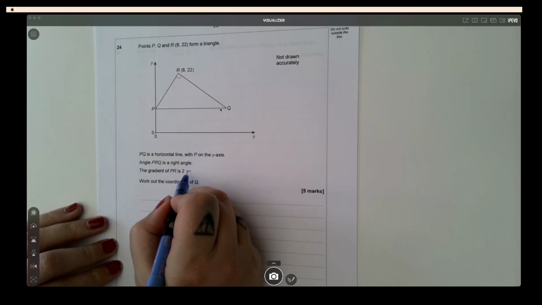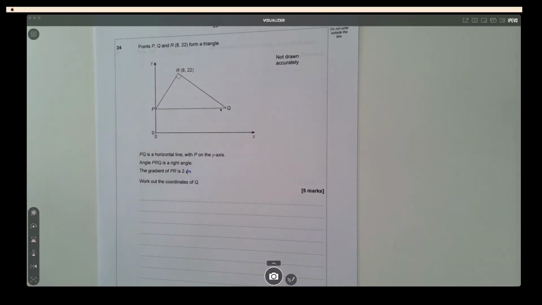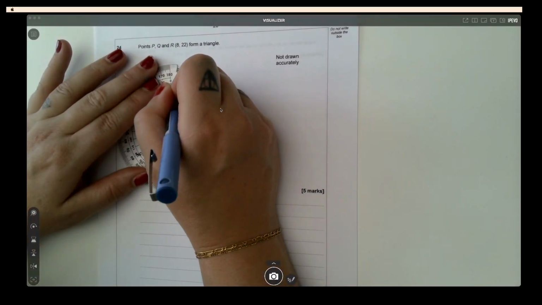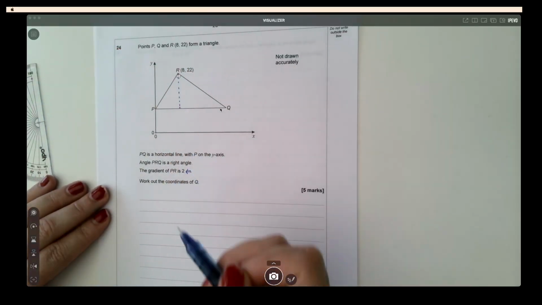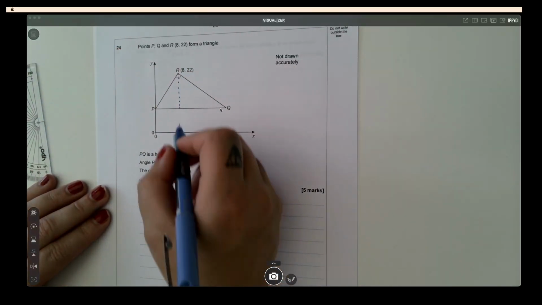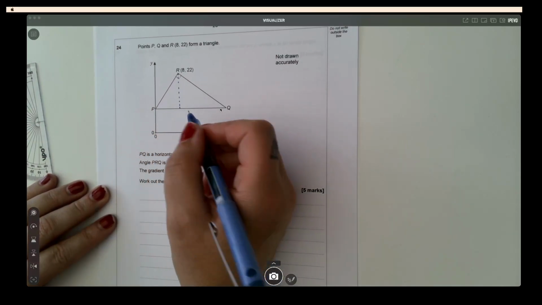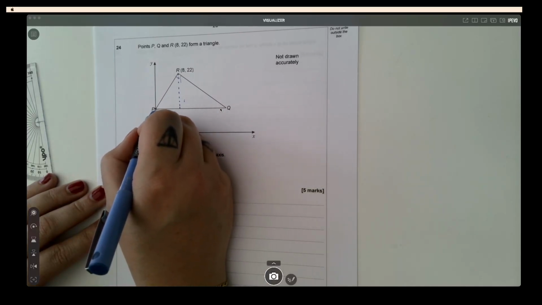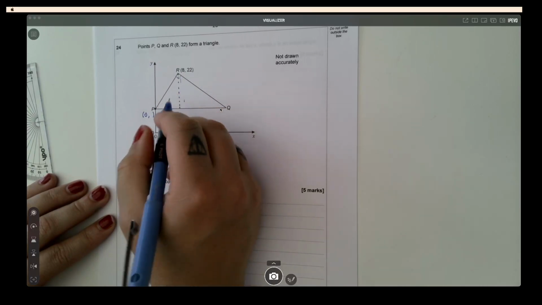So first of all, we're going to work with this piece of information here, knowing that the gradient of PR is 2. So if I was to draw a line down there, the gradient would be the change in y divided by the change in x. The change in y we don't know yet, but the change in x, if this is on the axis, it's at 0, and then across to here is to 8.